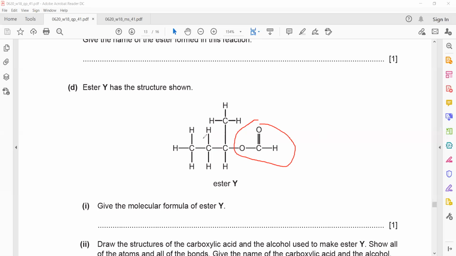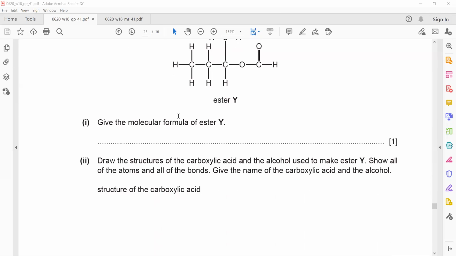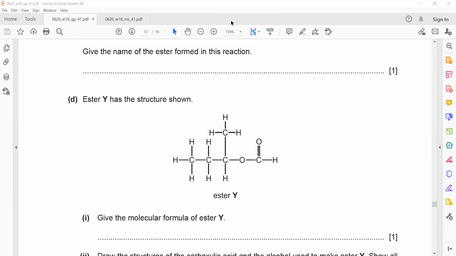So the part other than this is coming from alcohol, and the C double bonded with O is from carboxylic acid. They ask us to draw the structure of the carboxylic acid. So how do we draw the structure of the carboxylic acid? Because this part is coming from the carboxylic acid, the rest I will hide, and I just have to put hydrogen here because it will become a carboxylic acid.